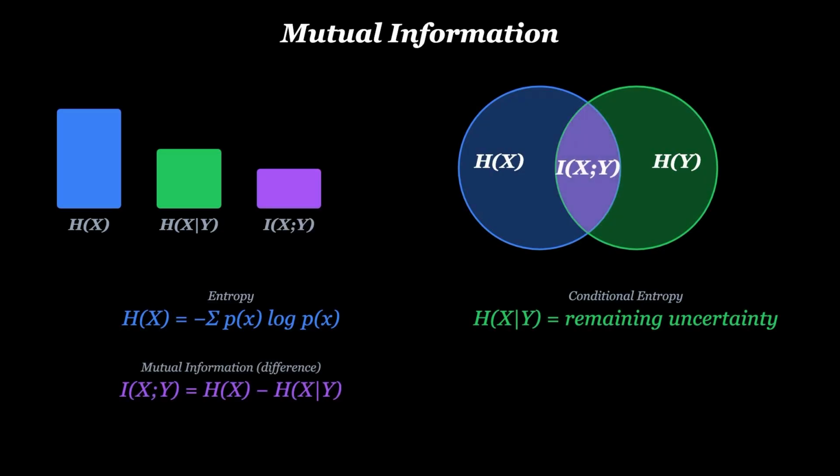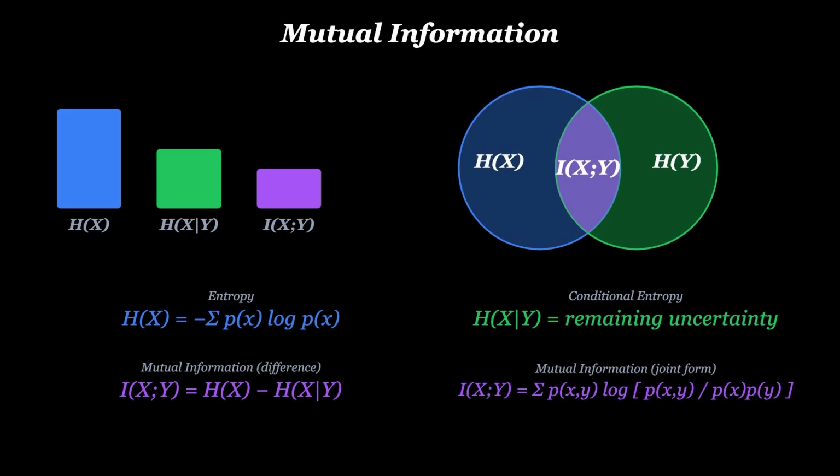Mutual information is defined as this reduction in uncertainty. Start with your initial uncertainty, then subtract the uncertainty that remains after learning the other variable. The difference is mutual information. This can be rewritten in an equivalent form. Mutual information equals the expected log ratio of the joint distribution over the product of marginals.